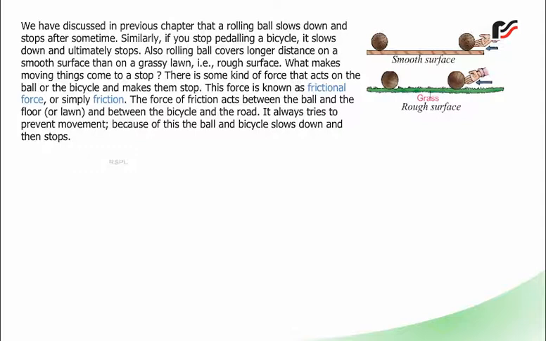There is some kind of force that acts on the ball or the bicycle and makes them stop. This force is known as frictional force or simply friction. The force of friction acts between the ball and the floor or lawn, and between the bicycle and the road. It always tries to prevent movement. Because of this, the ball and bicycle slow down and then stop.